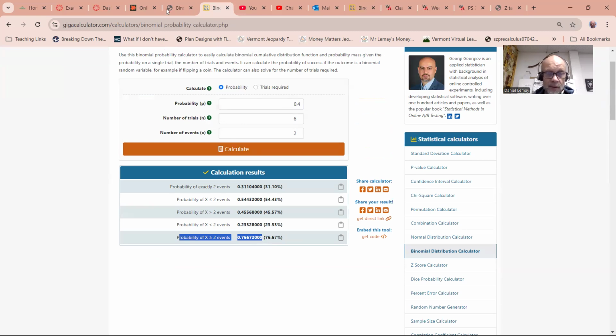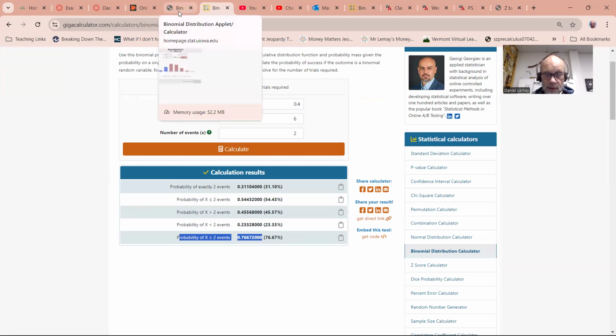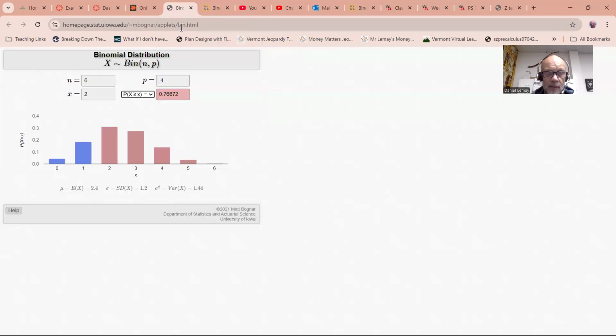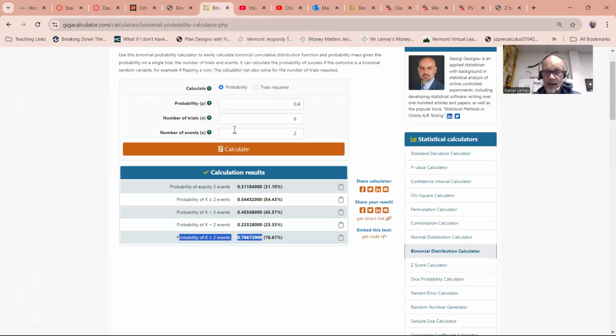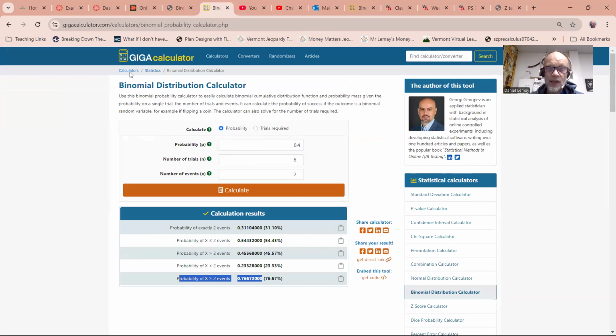And hopefully that number agrees with the histogram, 0.7667. 0.7667. Yep. Okay. So see how that, hopefully that works. Hopefully this convinces you to go embrace this calculator rather than doing the formulas or the tables even. I mean, because like I said, the challenging part is recognizing it's a binomial distribution.